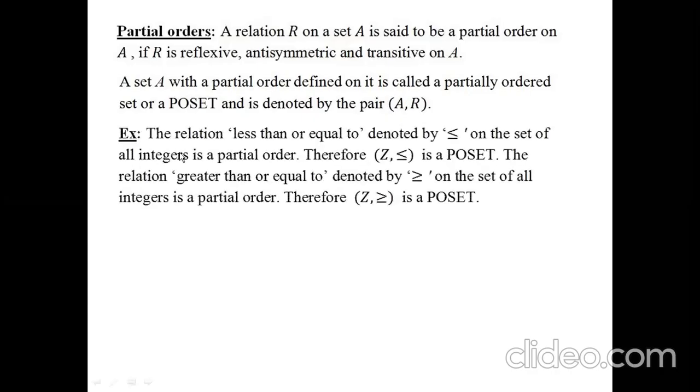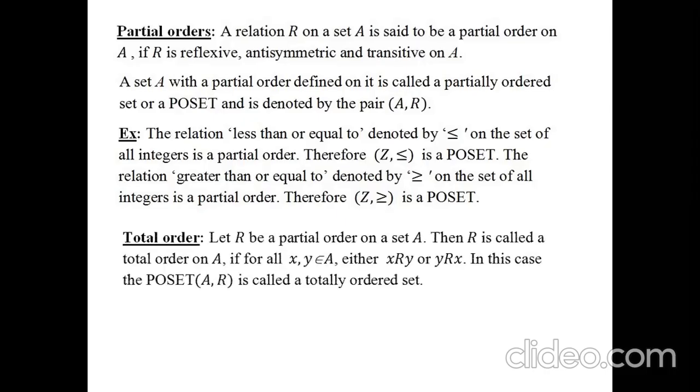Example, the relation less than or equal to on the set of all integers is a poset. Similarly, the relation greater than or equal to on the set of all integers is a partial order. So we denote (Z, ≤) is a poset. Similarly, (Z, ≥) is a poset, a partially ordered set.